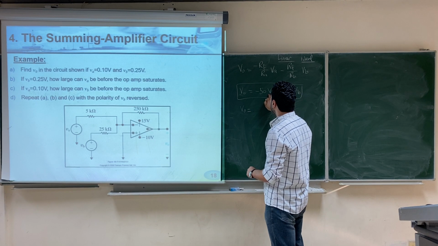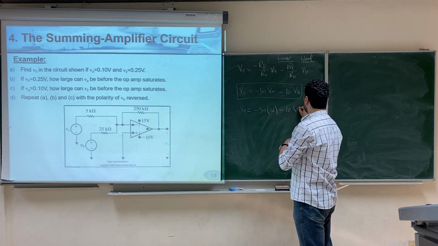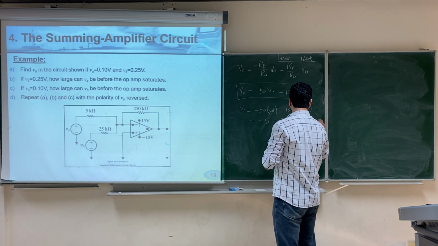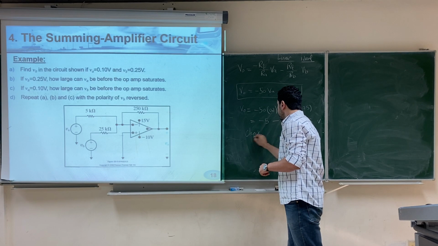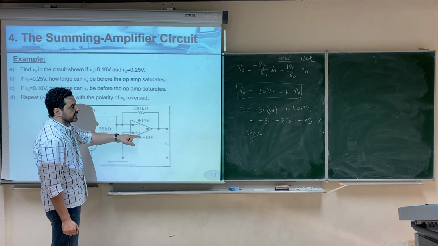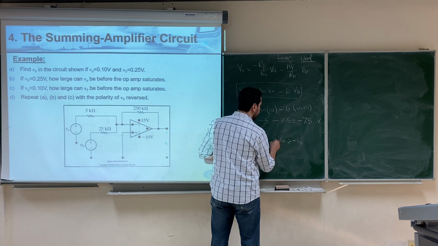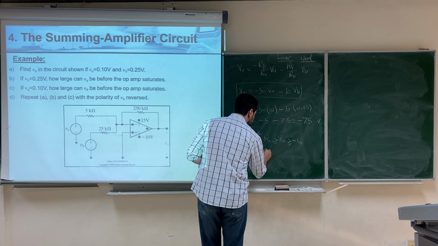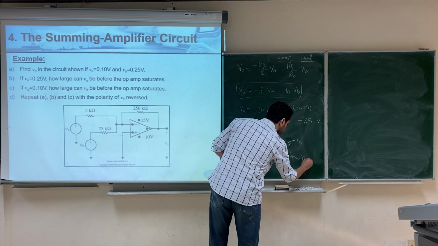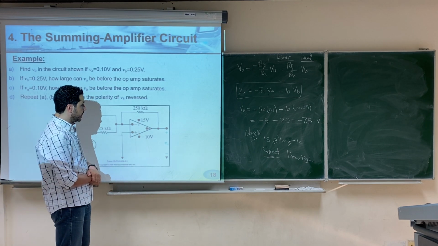So V output here, if VA is 0.1, we substitute. It will be minus 50 multiplied by 0.1, minus 10 multiplied by VB, which is 0.25. So this will give you minus 5 minus 2.5. It will give you minus 7.5 volt. Now we check. How do we check? V output must be within the range of the bias voltages. So it should be higher than negative 10 and lower than 15, and this is the case. So our solution is correct, and we are in the linear region. So we assume, and then we check that V output lies within the range of the two bias voltages. Okay, next.